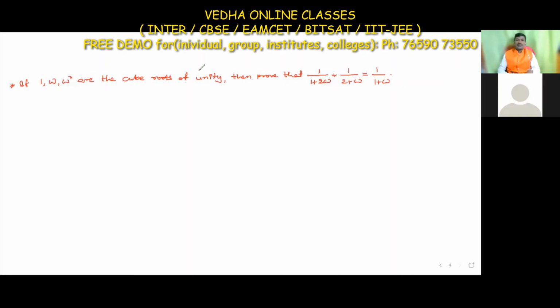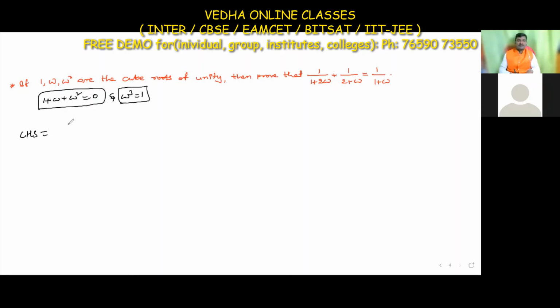Okay, so 1, omega, omega square are unity. Then prove that 1 divided by 1 plus 2 omega, plus 1 divided by 2 plus omega is equal to 1 by 1 plus omega. So I am taking the LHS part. Here also we use the same: 1 plus omega plus omega square is equal to 0, cube roots of unity means, and one more formula, omega cube is equal to 1. Okay. Now take the LHS.